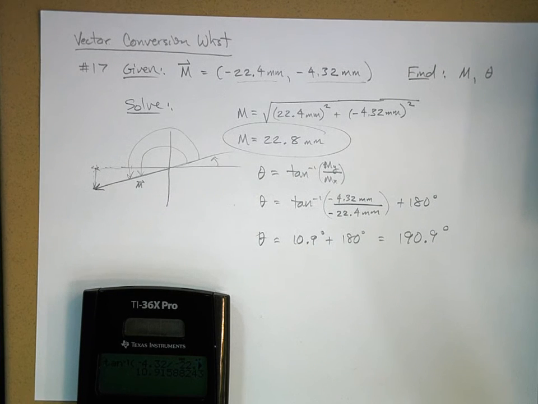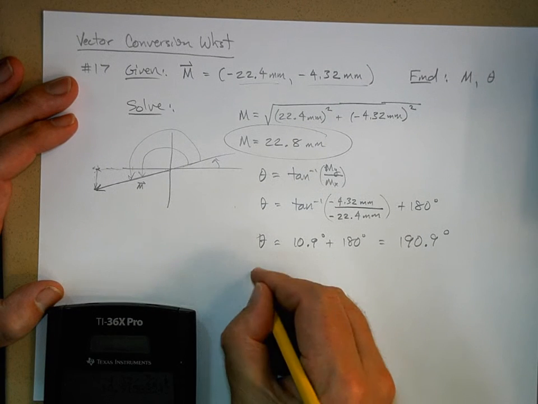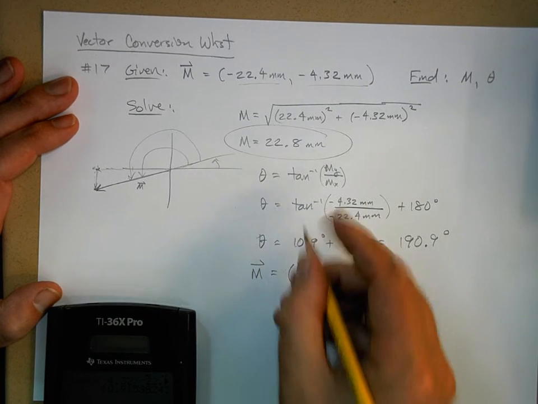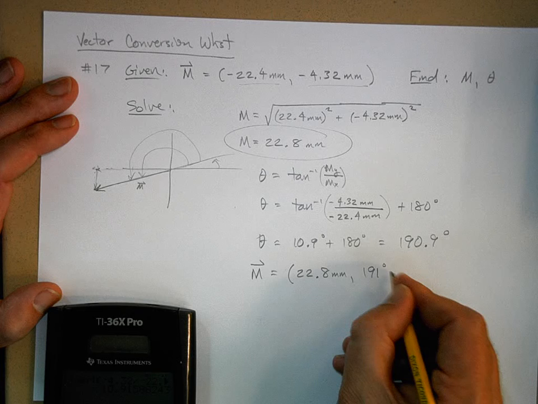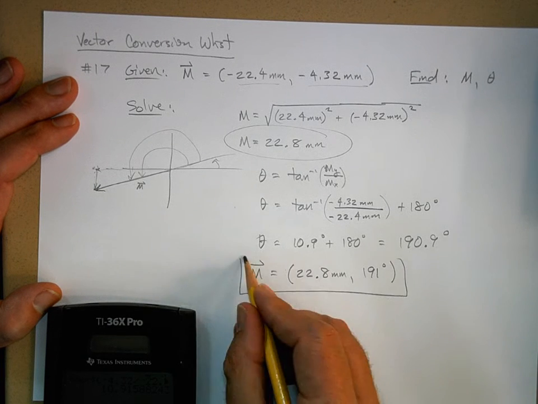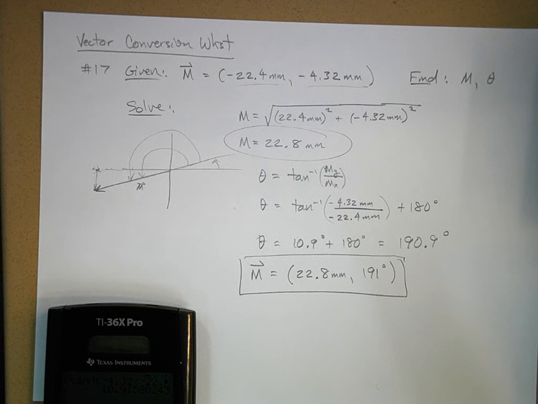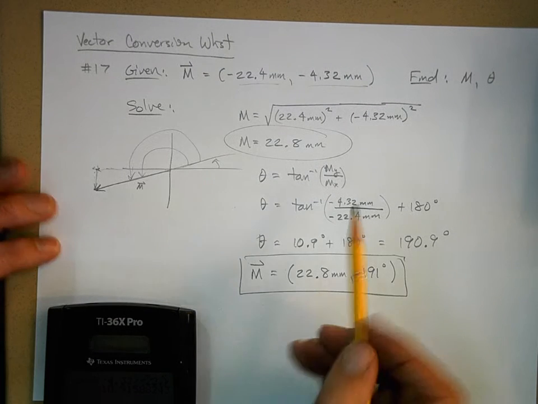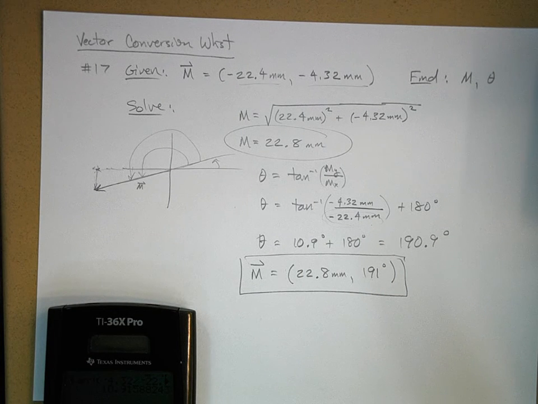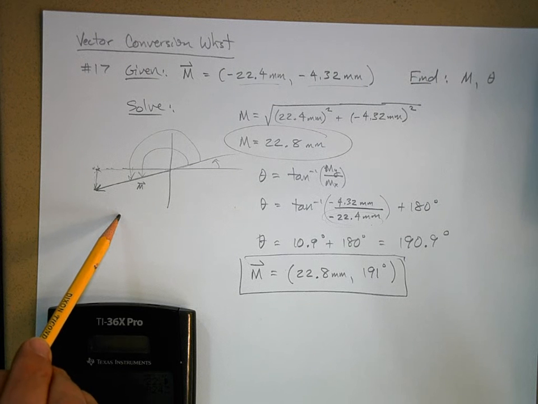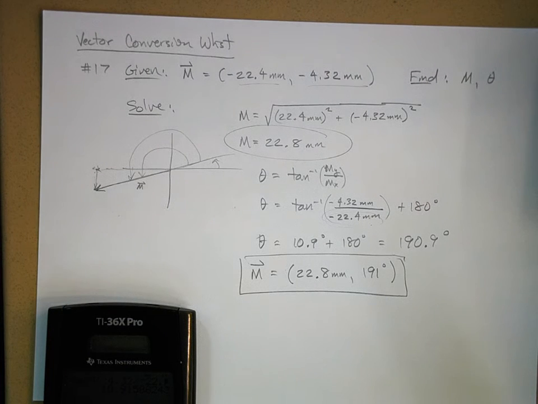Now, does that make sense? Does that agree with my picture? Yeah, it does. So I can say that vector M is equal to 22.8 millimeters at an angle of 191, I'll go ahead and round it off, degrees. It agrees with my picture, and I showed my work, and everything's great. If the x component is negative, you will have to add 180 degrees to the angle that you get by using inverse tangent on your calculators. Please don't forget that. It's an easy thing to forget, but if you draw a quick little sketch of the vector, you should be able to catch little mistakes like that.